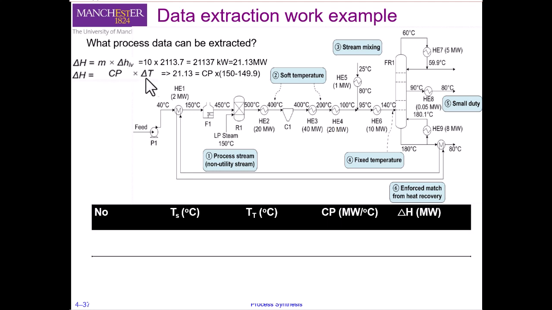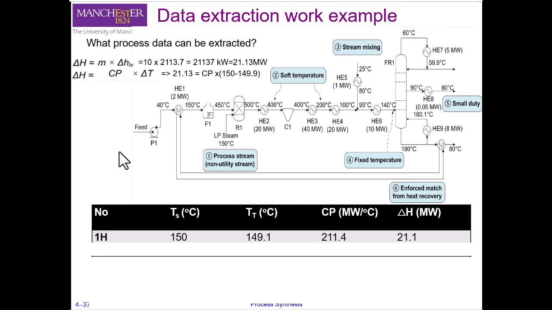Then from the second equation we can calculate the Cp. We have the delta H, and Cp is unknown, but we know the temperature difference because we are told in the question that we can take a 0.1 degree drop in temperature for condensation and vaporization. As such, our first stream would be a hot stream, and we have all the data that is necessary for pinch analysis.